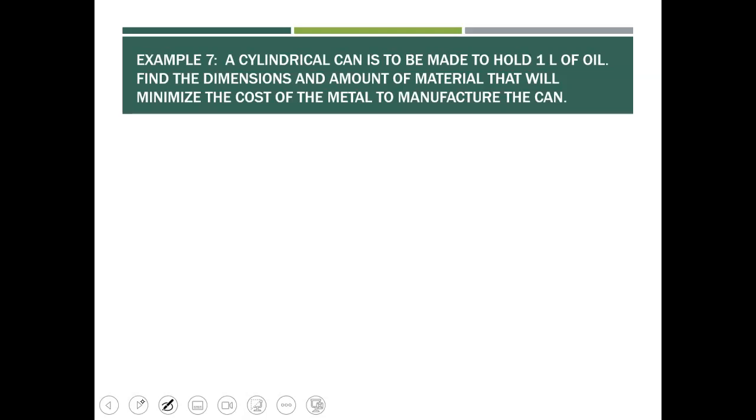A cylindrical can can hold 1 liter of oil. Find the dimensions that will minimize the cost of metal to manufacture the can. So this one kind of requires a little bit of information. Typically AP will give you that information, but in a sneaky way. So they might somewhere on this page have that 1 liter is equal to 1,000 cubic centimeters.